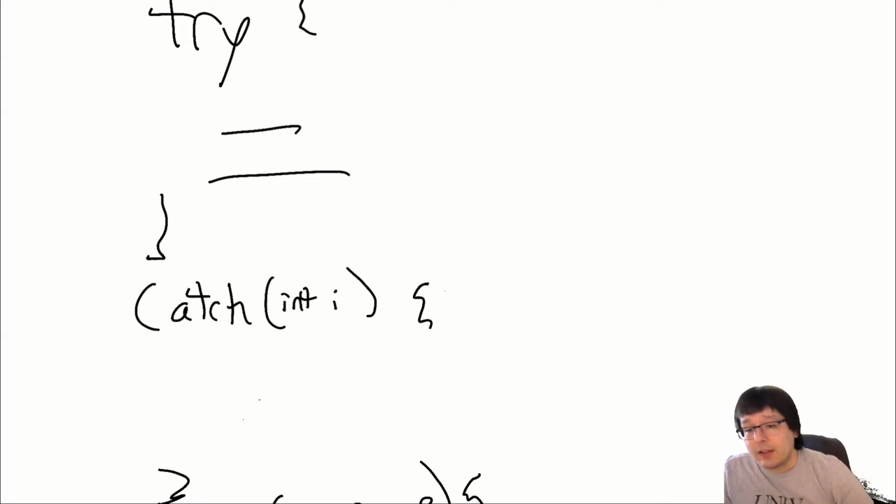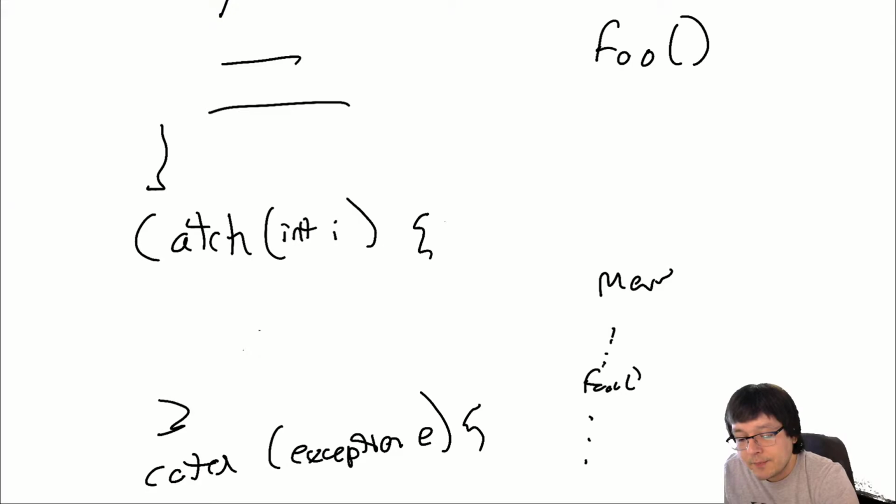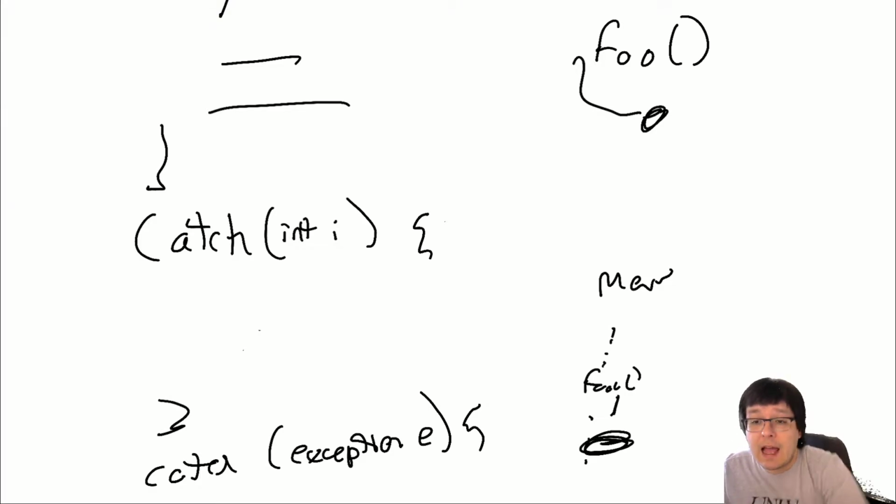So when an exception gets generated inside a function, let's say this is in foo, and foo was called by main, with code, code, code. If an exception is thrown here, it remembers it. So when it runs from foo, it can actually be caught after the function.